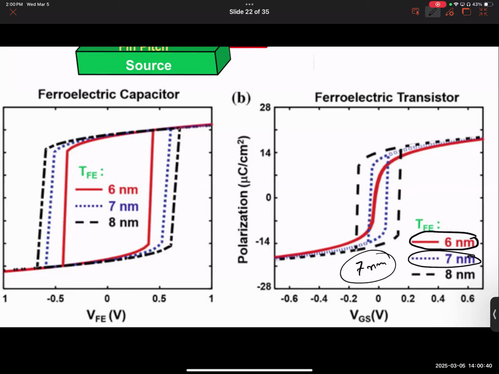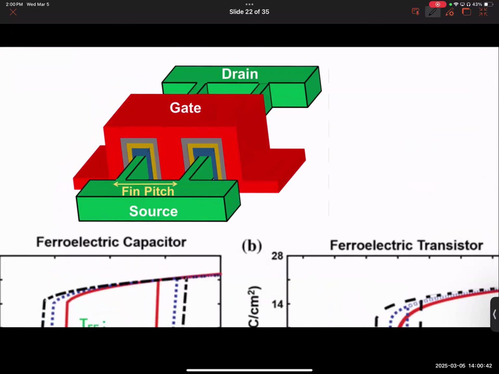Okay. Just take a look at this device characteristics and tell me why I don't want to go from 7 nanometer to 15 nanometer. I want to use as small of a thickness as possible. Why? Why is that? Just look at this device and tell me.